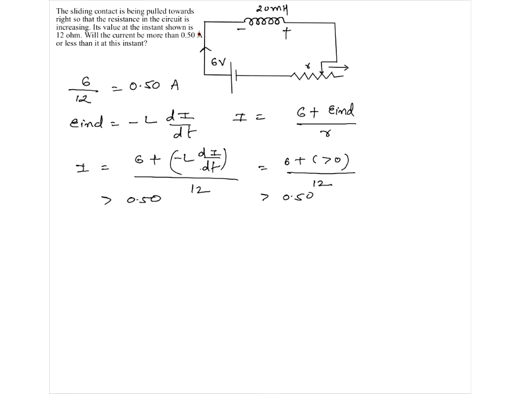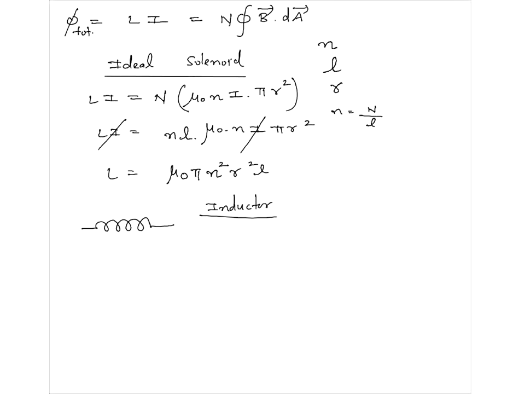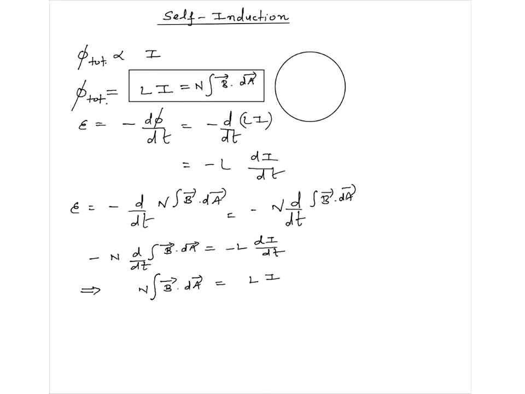Millihenry is a practical value. Capacitor has what practical values? Micro, nano, pico. For inductor L, the SI unit is Henry. What is Henry is very easy to tell. Phi is Li. So what is L? L is phi upon I.